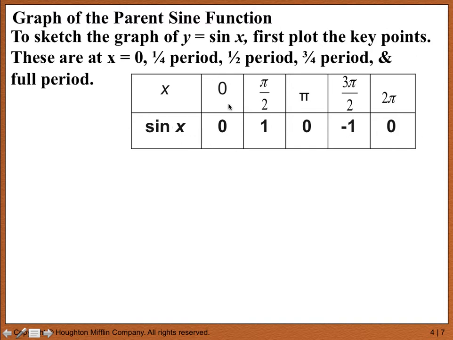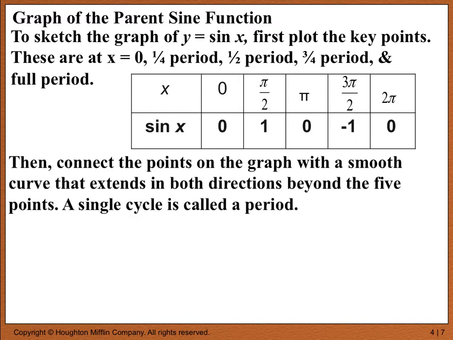At the beginning of the period, when x equals 0, the value of sine x equals 0. At quarter period, when x equals pi over 2, the value of sine pi over 2 is 1. At half period, when x equals pi, the value of sine pi is 0. At 3/4 period, when the value of x is 3 pi over 2, the sine of 3 pi over 2 is -1. And at full period, when the value of x is 2 pi radians, the value of sine 2 pi is 0.